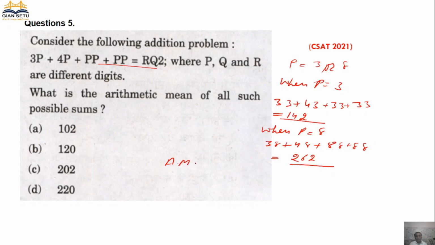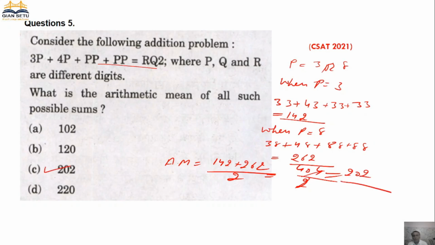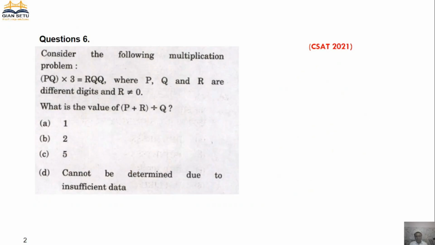Now we need to find the arithmetic mean of both the sums. So the arithmetic mean will be 142 plus 262 divided by 2. It will be 404 divided by 2, and we get 202. So the right answer is C here. Now question number 6 is a similar type of question again.